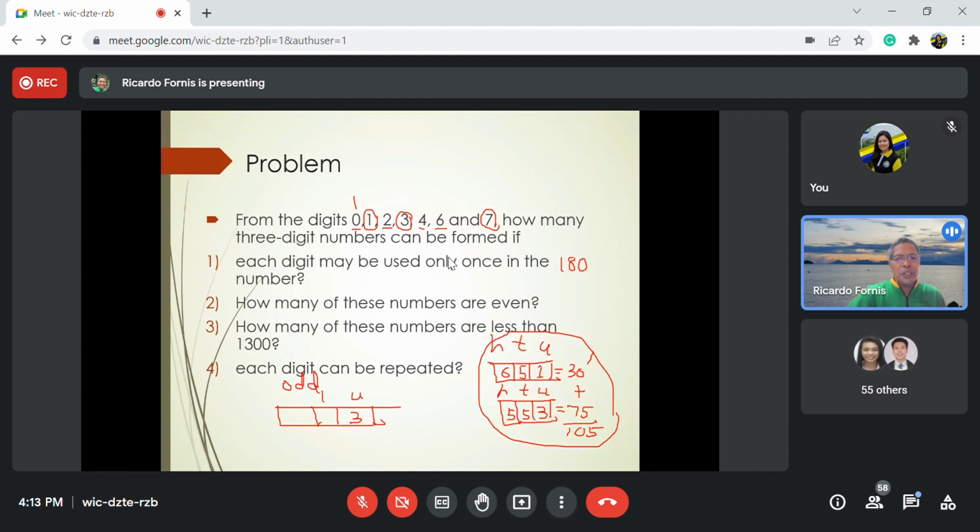For the tens digit, for the hundreds digit, since 0 is not allowed, we still have 5 remaining. And this one is also 5. So in total, there are 75 odd numbers. If you are interested in even numbers, you just subtract the 75 from 180. And that still gives you 105.